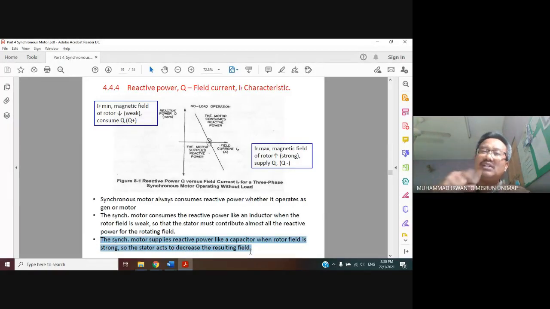In this case, what we call the power factor correction. Generally we want to operate the synchronous motor at a power factor of 0.8, 0.85, which is good. To achieve cos phi of 1 would be very good. Okay, this one.